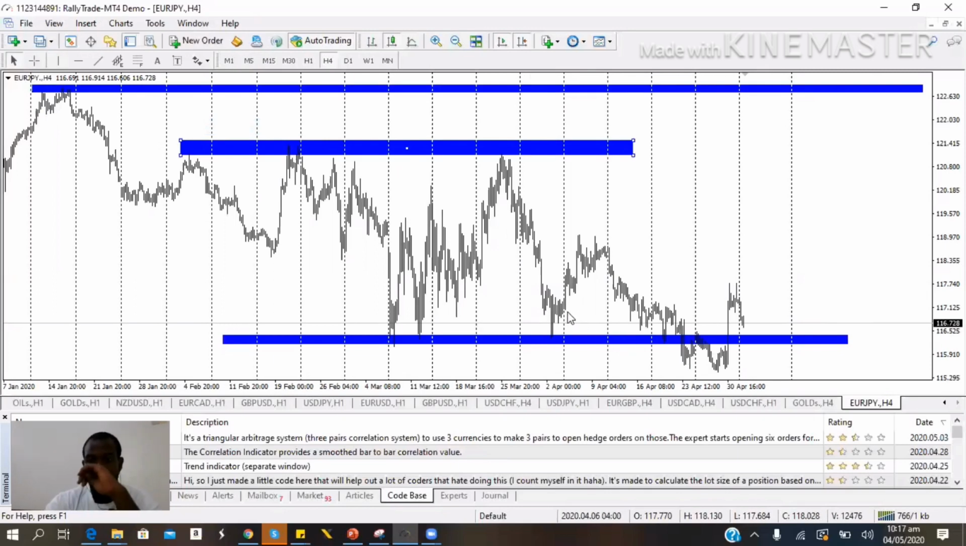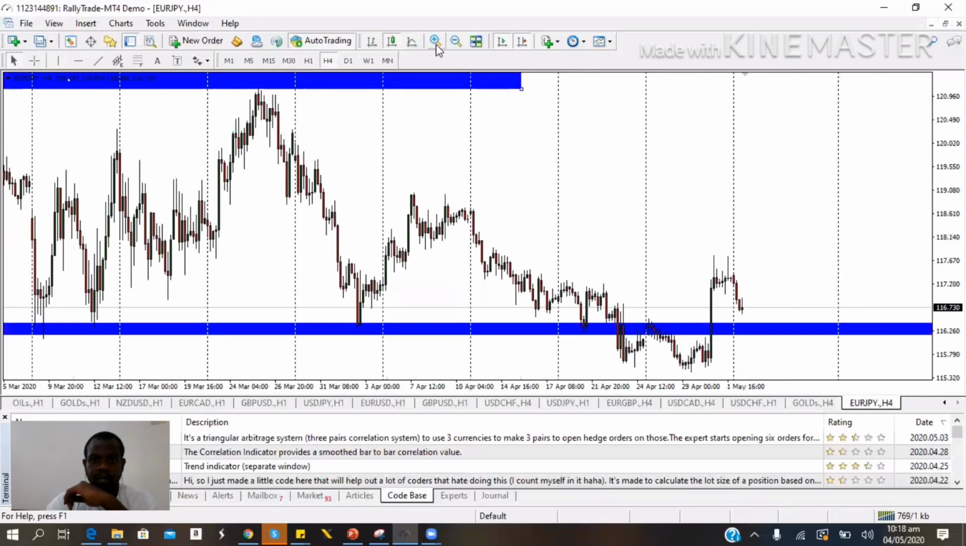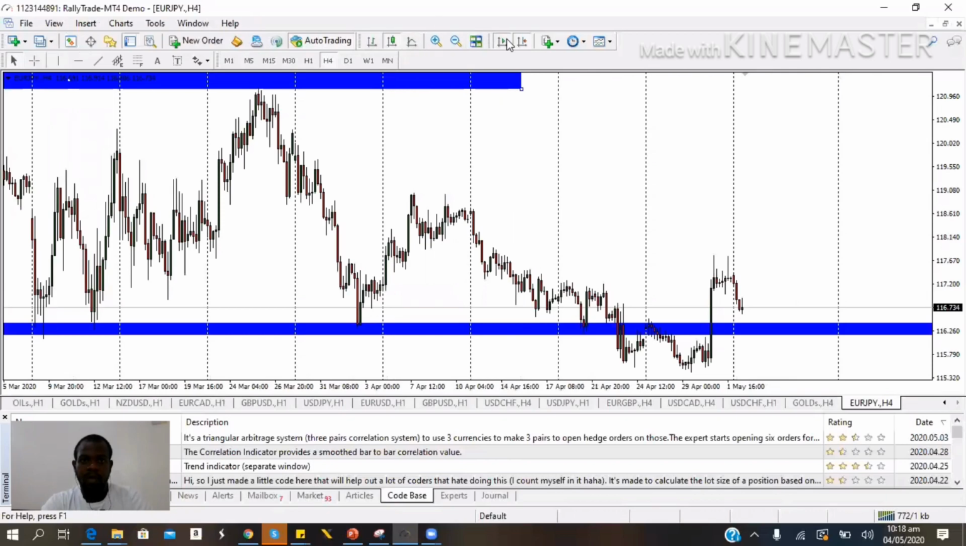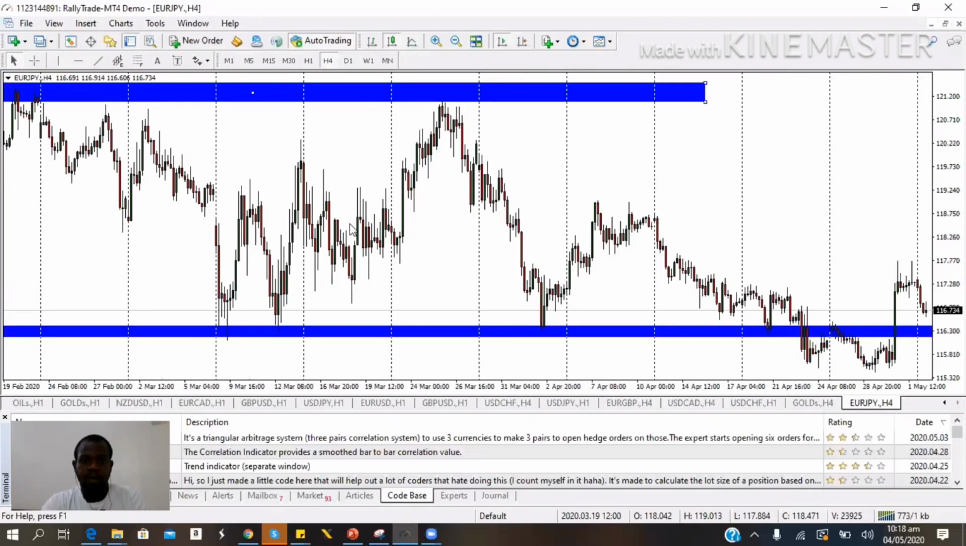And what happened? Let me zoom in. We'll explain what happened at this support zone. Let me make sure we see this very well. What happened? Price came first, it respected it, went all the way up. It came the second time, it went all the way up. And the third time it came, it held as a support, went all the way up.